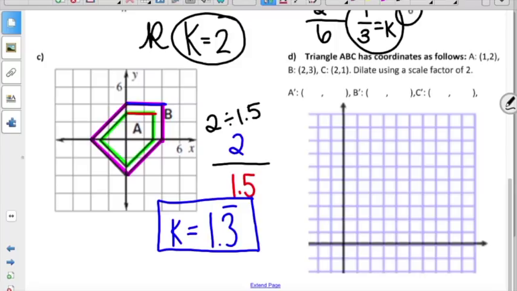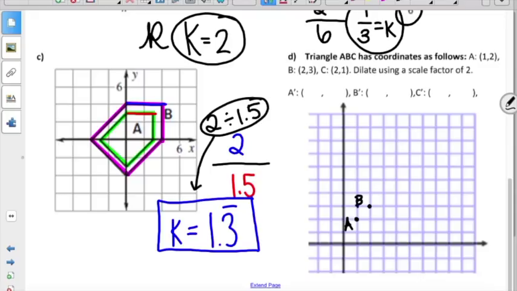So we're going to take our coordinates and multiply them both by 2. So if I take 1 and multiply it by 2, and then 2 and multiply by 2, that will give me my A prime. So 1 times 2 is 2, and 2 times 2 is 4. So A prime, the coordinates of that would be 2, 4. So go ahead and plot that and label it A prime. Don't forget the apostrophe.